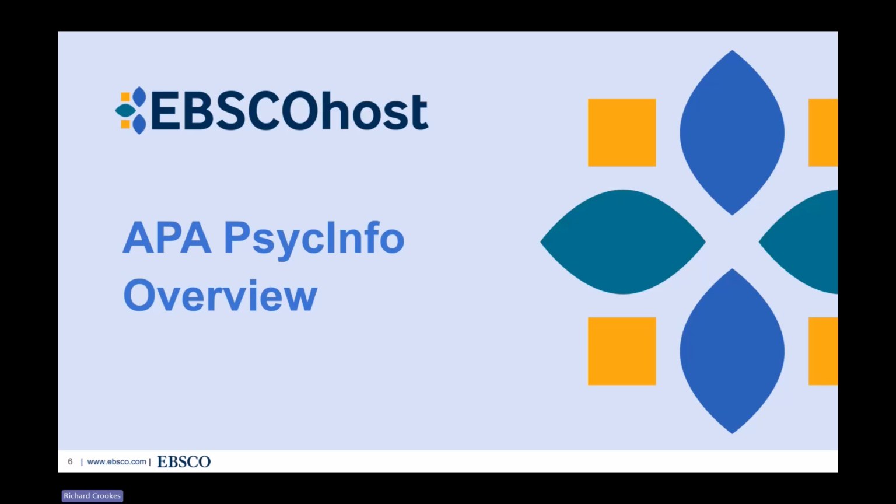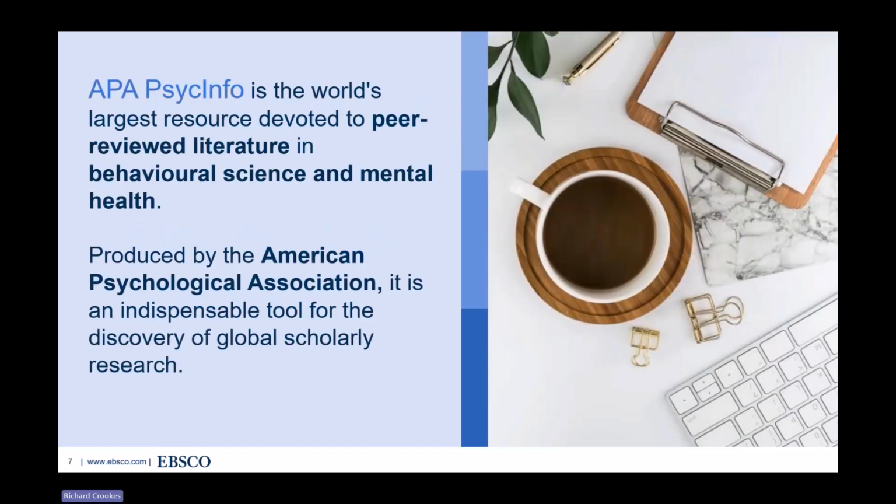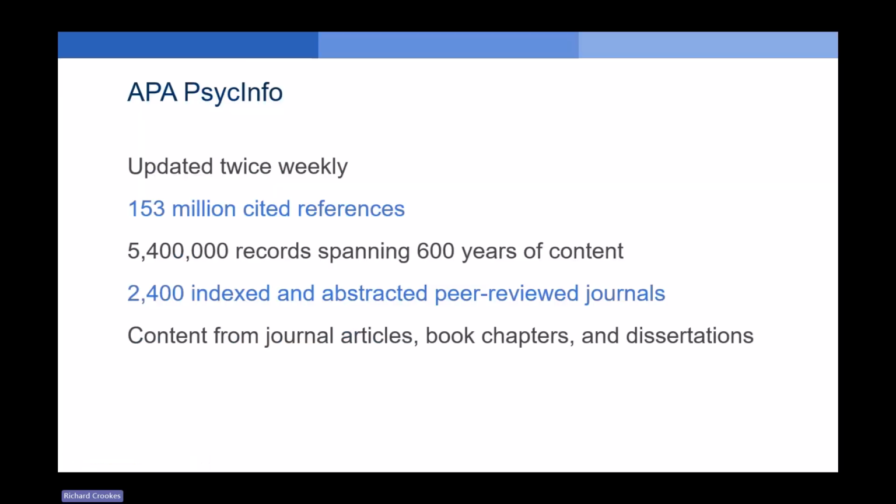So before we continue, just wanted to go through a reminder of what to expect from APA PsycInfo. Some of you may already be accessing this, some perhaps are thinking of a subscription, but I just want to give you a reminder of the kind of content coverage of this database specifically. In terms of coverage, it is the world's largest resource devoted to peer-reviewed literature in the behavioral sciences and mental health, obviously produced by the American Psychological Association, the APA, so it's an indispensable tool for the discovery of global scholarly research.